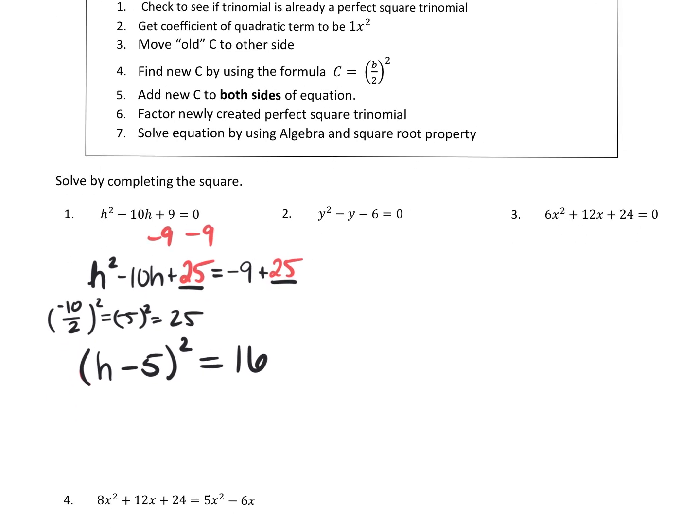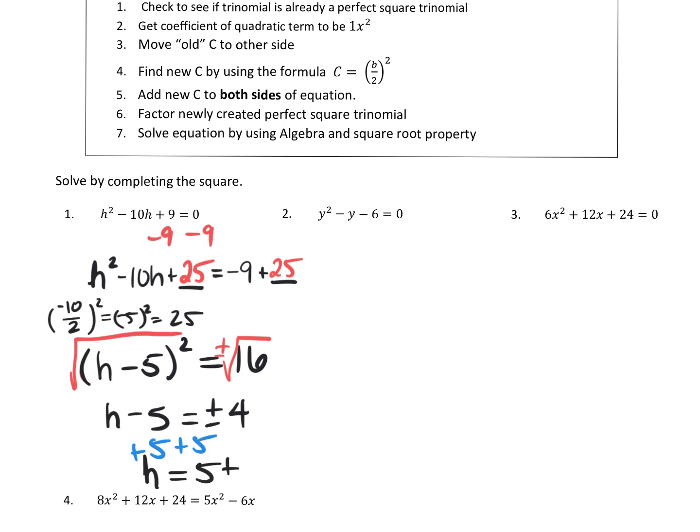Now I can solve. Okay, take a second. Solve this just like we did on the front side. All right, when I'm solving, I'm taking the square root of both sides, plus or minus the square root of the 16. h minus 5 equals plus or minus 4. Add 5. h is 5 plus or minus 4, which equals 5 plus 4, 9, 5 minus 4, 1, right?